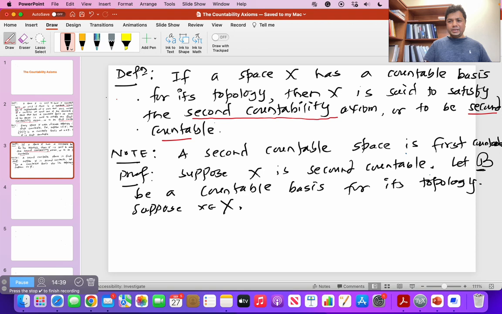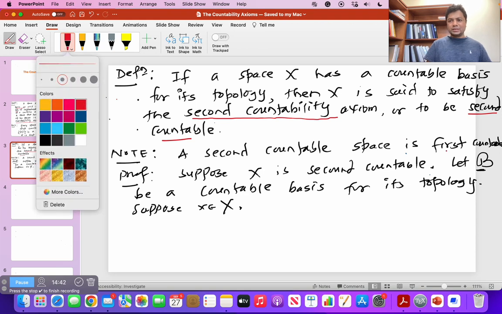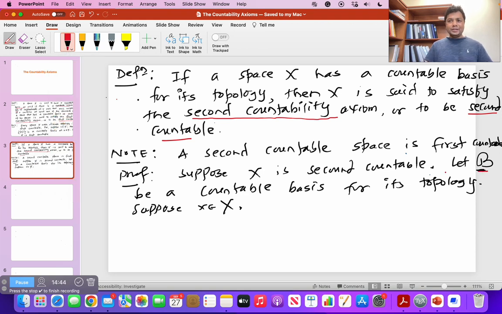This script B is a basis. Now here script B is a basis. By the definition of basis, every point of this topological space has to be in at least one of the elements in your basis. The element x, which we have taken here, is going to be in at least one of the elements in script B. So if there is only one element in script B containing this x, then we can just take that element as a countable basis for x.